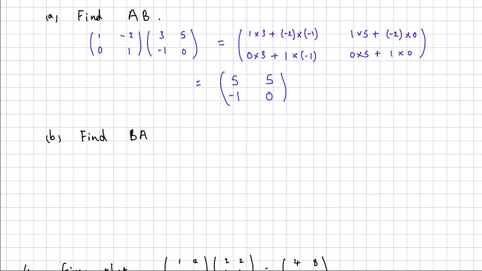So we have 3 minus 1, 5 and 0. Then 1, 0, and then -2 and 1.